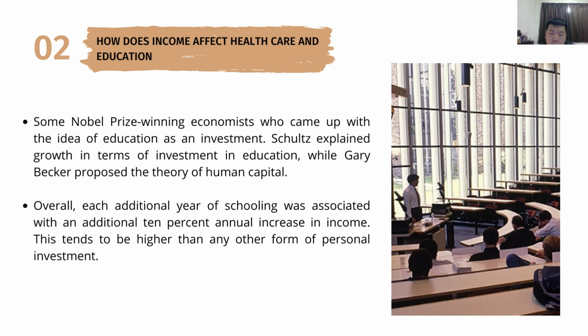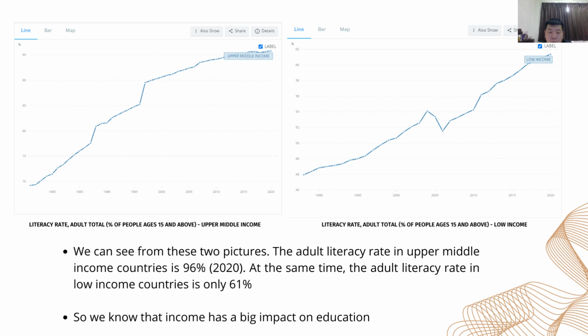Overall, each additional year of schooling was associated with an additional 10% annual increase in income. It tends to be higher than any other personal investment. We can see from these two pictures that the adult literacy rate in upper-middle income countries is 96% in 2020, and at the same time, the adult literacy rate in low-income countries is only 61%. So we can know that income has a big impact on education.